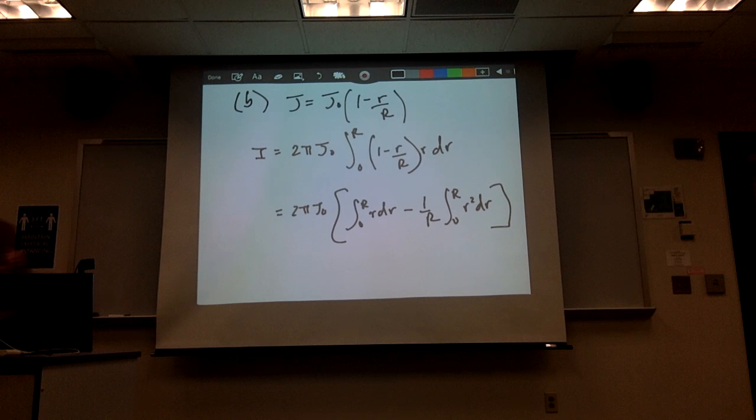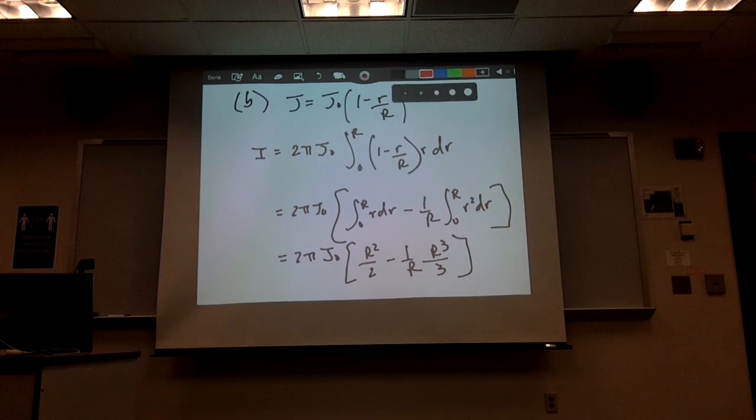What's the integral of RdR? Good. R squared over 2. So I'm going to get a 2 pi J0. This is going to give me an R squared over 2 minus 1 over R. And then I have the integral of R squared dr. But what's the integral of R squared dr? You already told me, R cubed over 3. Good. So this R here is going to cancel this R. It's going to make that an R squared. So I'm going to factor out the R squared.